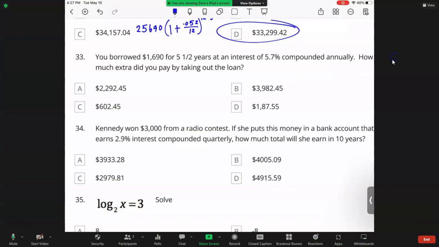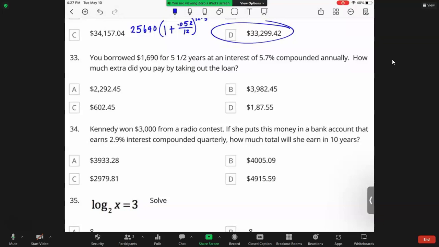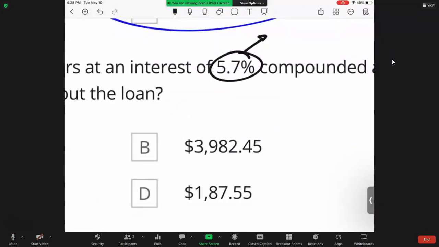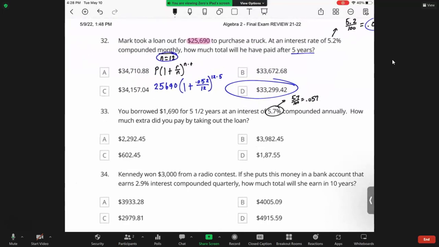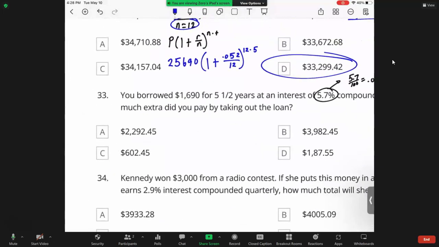33. You borrowed $1,690 for 5.5 years at an interest rate of 5.7% compounded annually. How much extra did you pay by taking out the loan? How much extra did you pay? Be careful with that question. So we'll get into that in a little bit, right? Let's get into these numbers here. Remember that 5.7, divide that by 100. That's 0.057. Compounded annually. Annually means that n is equal to 1. Okay, so the formula. Again, it's right here.